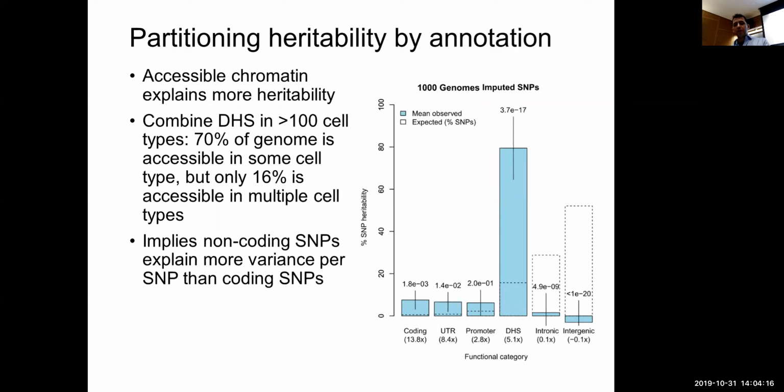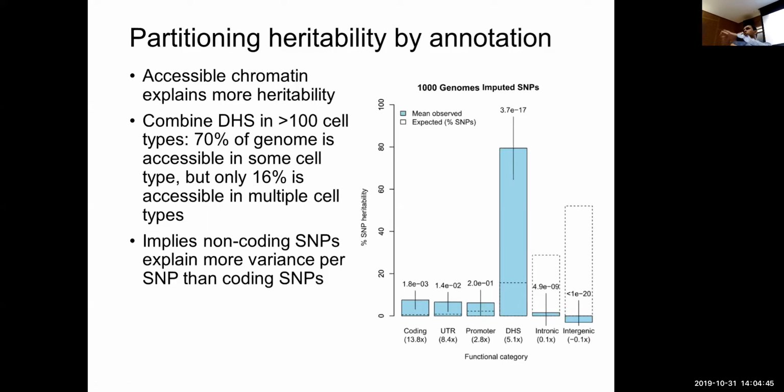You can do the same thing to now ask about different classes of annotations. You can basically say, how much more heritability do I capture if I only focus on coding regions? If I only focus on untranslated regions that are transcribed but not translated? If I only focus on promoter regions? If I only focus on intronic or intergenic regions? And then the dotted line for each of those is how much you would expect by chance based on what fraction of the genome they cover.